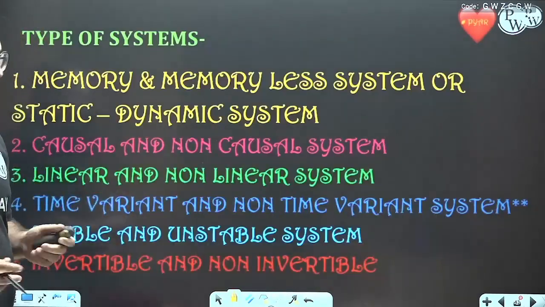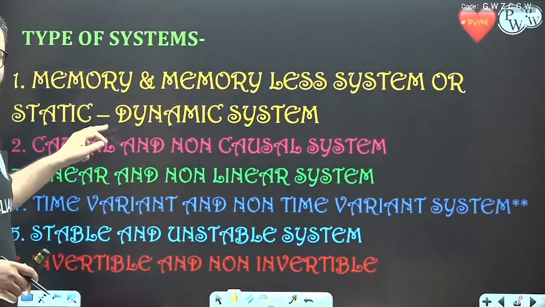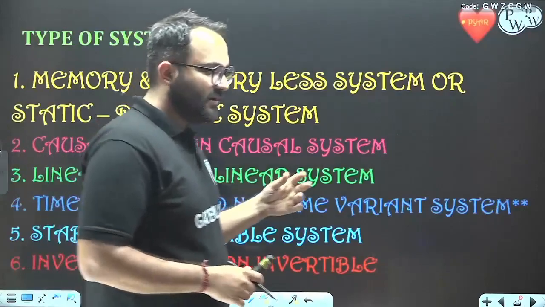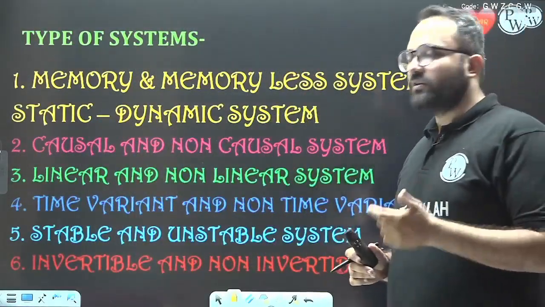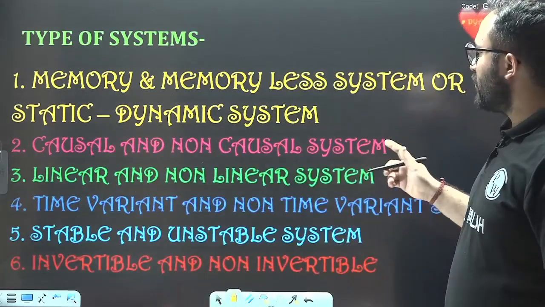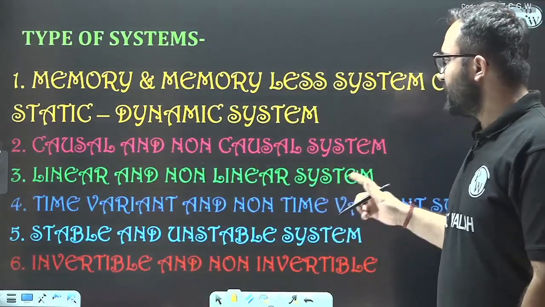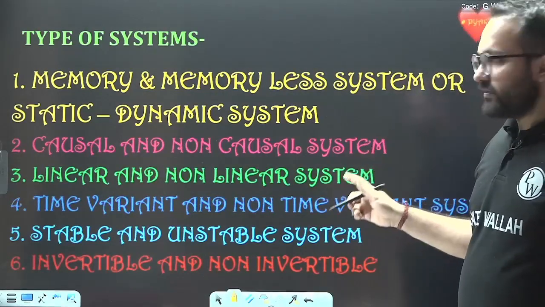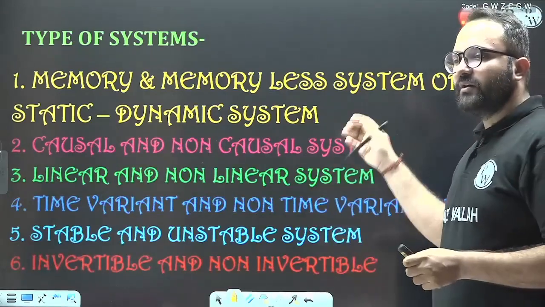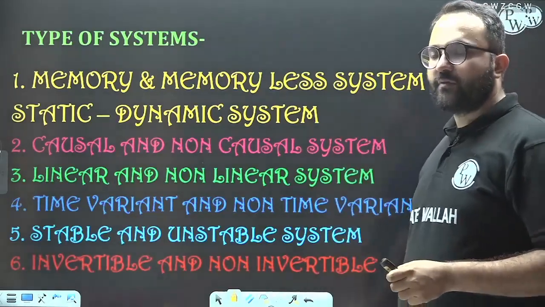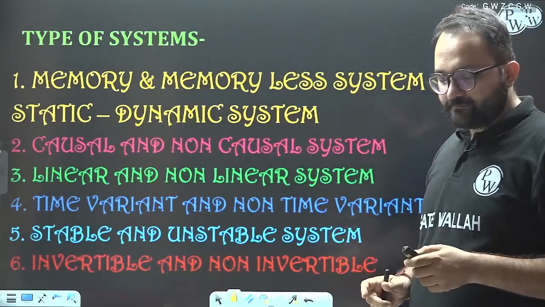What are the types of systems we have? Memoryless and memory system, or static and dynamic. Remember that a memoryless system is also called static and a memory system is called dynamic. Second is causal, non-causal. Third is linear, non-linear. Fourth is time variant, time invariant. Fifth is stable, unstable, and sixth is invertible, non-invertible. We'll be looking at all these six types of systems and how to find out the type of system.